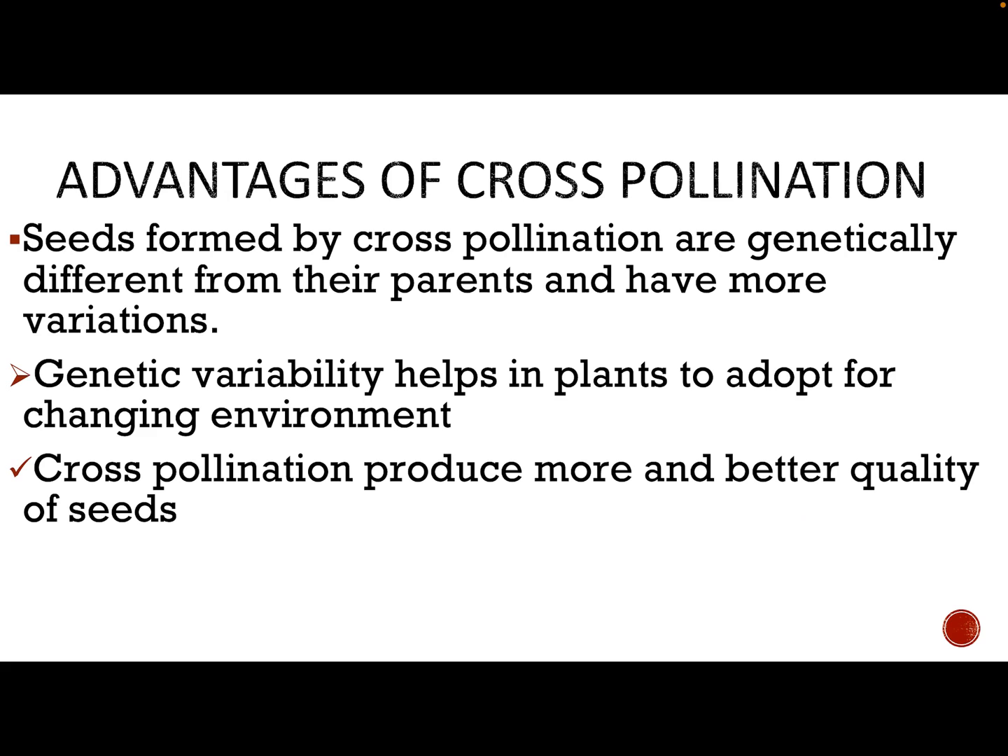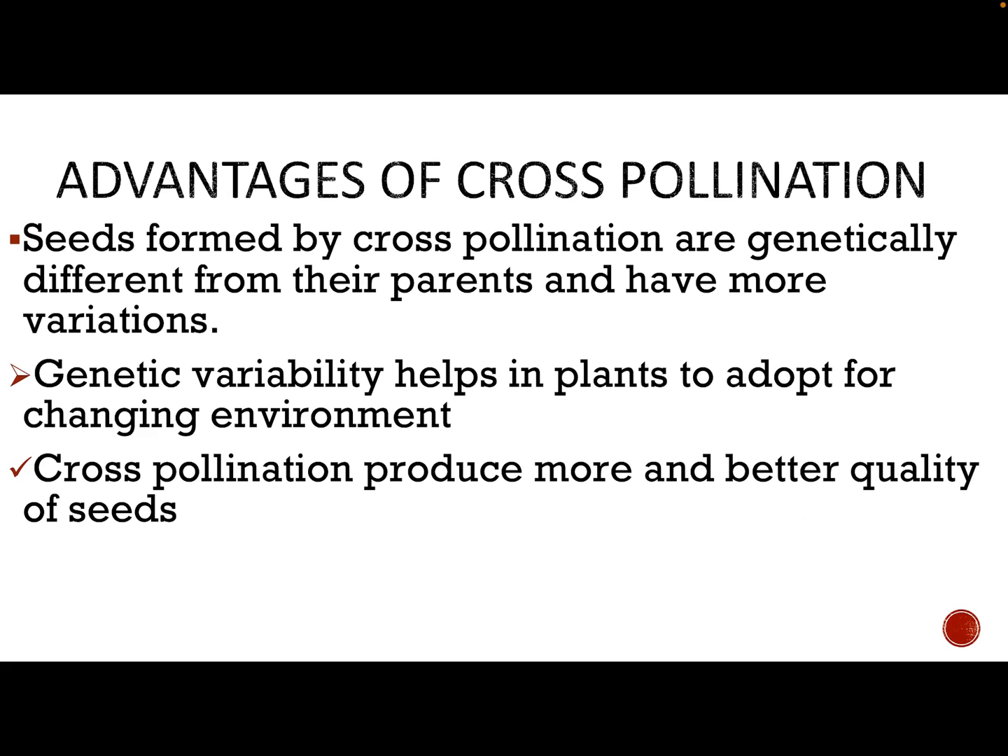Advantages. What are the benefits of cross pollination? Seeds formed by cross pollination are genetically different from their parents and have more variations. What is variation? Variety, difference between the individuals of the same species is called variation. If you observe 5 human beings, they all have 2 legs, 2 hands, nose, eyes, but they are different. You can identify them by their name, you can identify them by their face. That is different. That is variation.